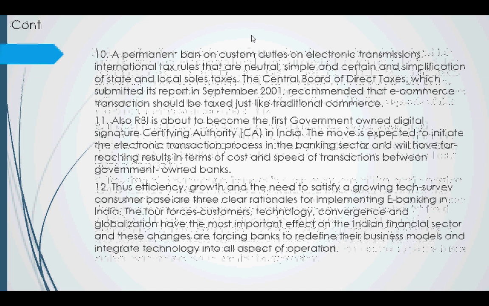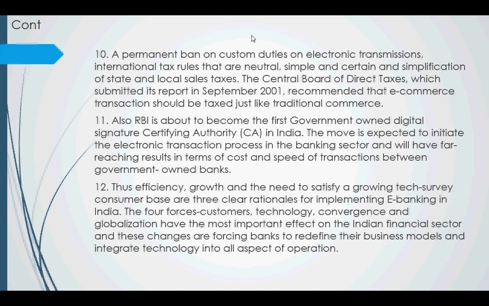Tenth, a permanent ban on customs duties on electronic transmissions, international tax rules that are neutral, simple and certain, and the simplification of state and local sales taxes. The Central Board of Direct Taxes, which submitted its report in September 2001, recommended that e-commerce transactions should be taxed just like traditional commerce. Also, the Reserve Bank of India is about to become the first government-owned digital signature certifying authority in India. The move is expected to initiate the electronic transaction process in the banking sector and will have far-reaching results in terms of cost and speed of transactions between the government and even the government-owned public sector banks.